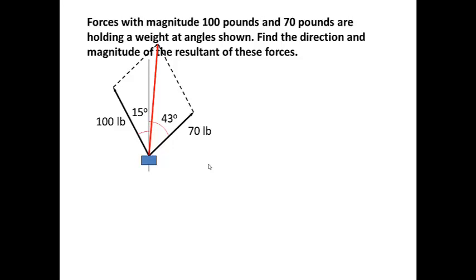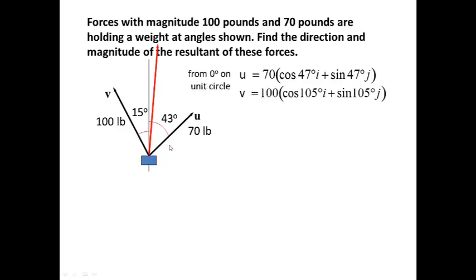Okay, now I'm going to set up my problem. I'm going to call this one U and this one V. So U is going to be 70 cis, what do you think? Cis 47. Because remember, it's always from the 0. Okay, so this angle in here is 47 because this goes all the way up to the vertical.